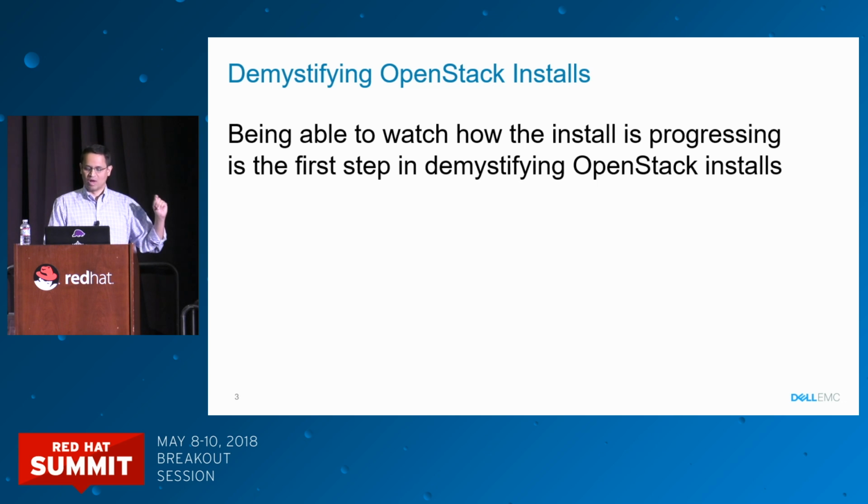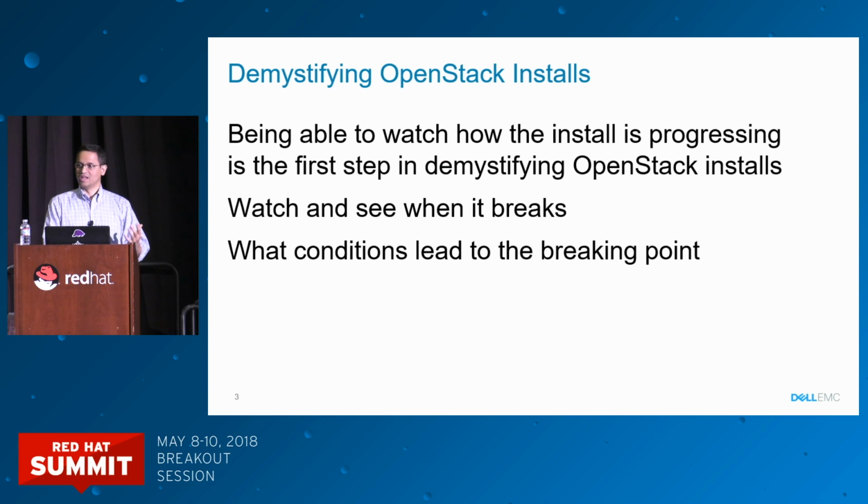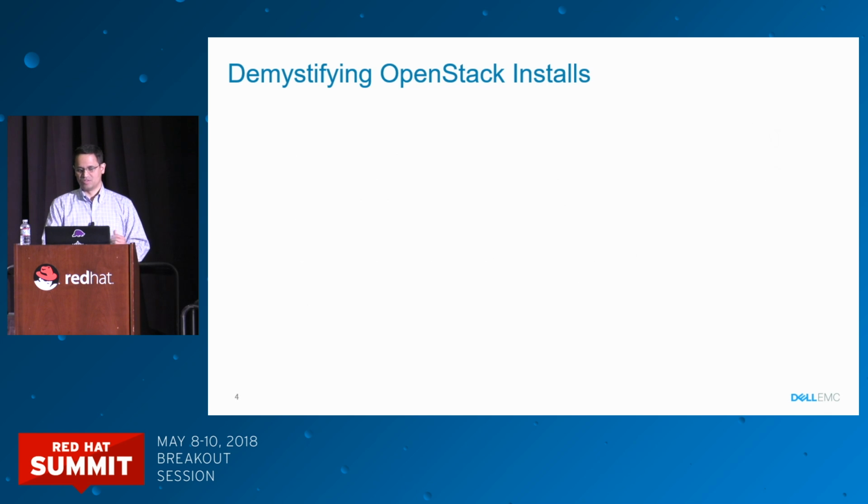So the first requirement when we are demystifying OpenStack installs is to be able to watch what is going on, that the install is progressing as you expect it to. That is the first step, being able to see what's going on. That means you need a single place where all this is going on and you can watch it and see when it breaks. That's the second step of demystifying. Then figure out what conditions led to the breaking point, what caused that breakage. It's usually one thing that happens in the networking area, for example. You got your VLANs set just so wrong, just one little thing that has a cascading effect over all other aspects of the deploy. And where do you start debugging? When a break happens, you need some clues and pointers as to where to start debugging so that you get it right on the next go itself. So simplifying all of this is what this talk is about.